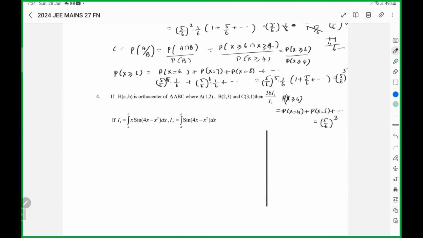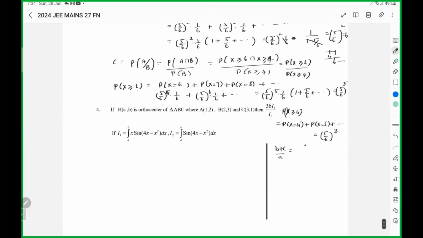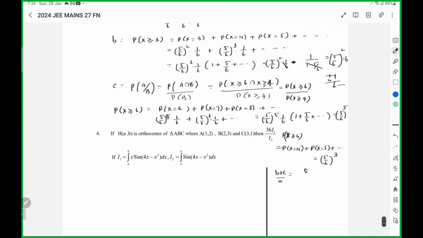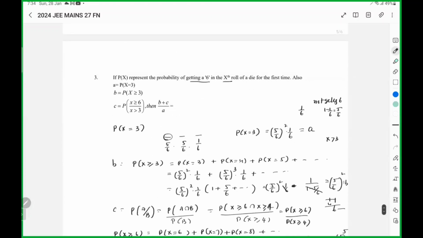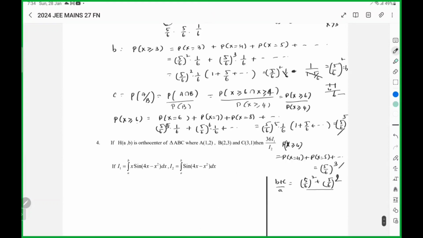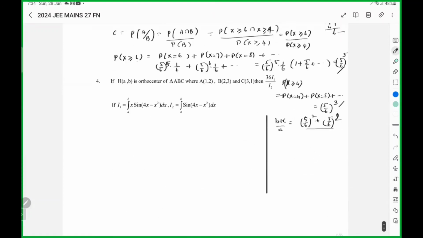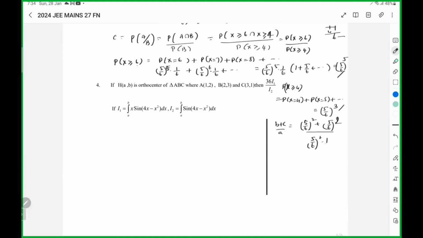So then he is asking finally B plus C by A. So C is (5 by 6) whole power 5 by this. B will be (5 by 6) whole square, C also the same thing. Division of these two by A value. How much is A? (5 by 6) whole square into 1 by 6. So 2 times (5 by 6) whole square into 1 by 6, the 6 gets cancelled, we get 12.